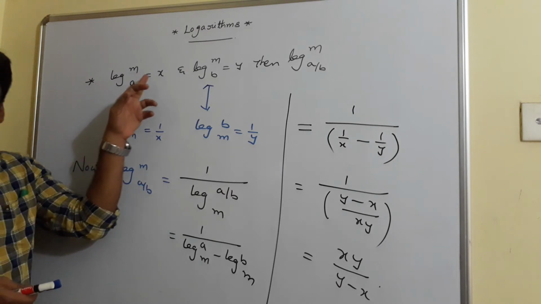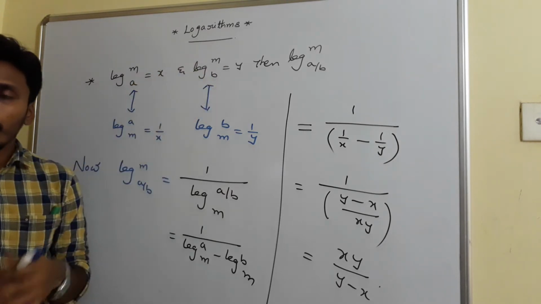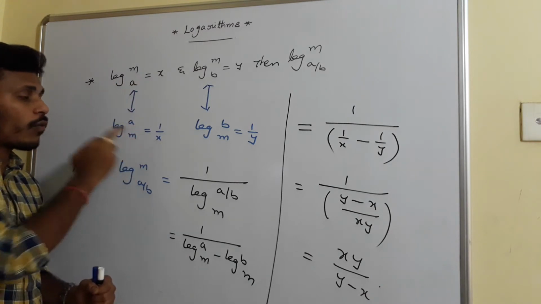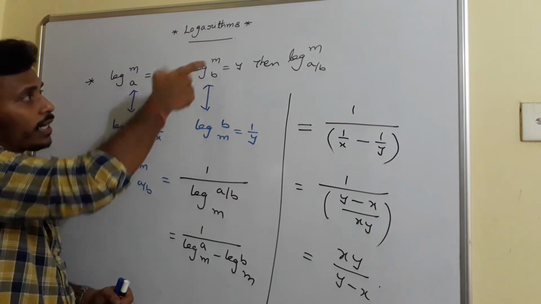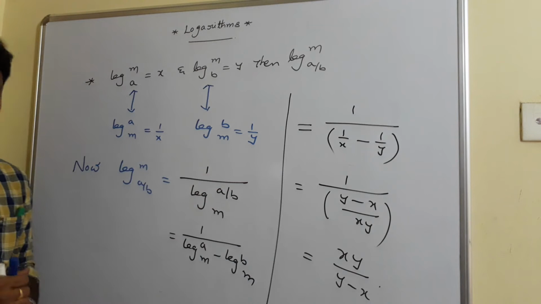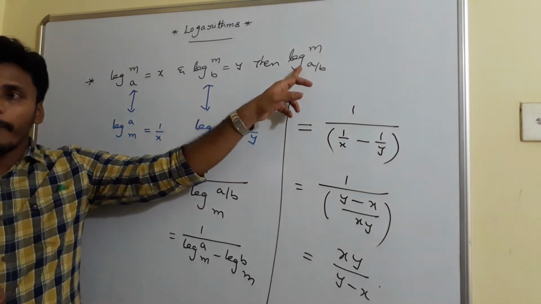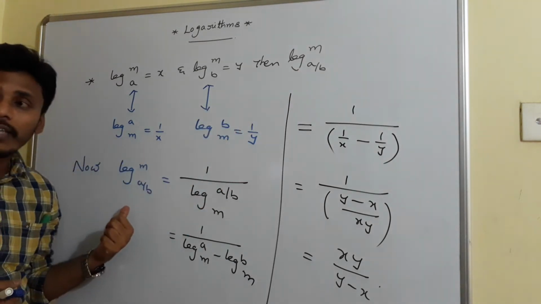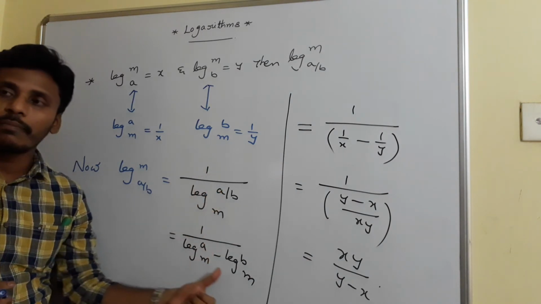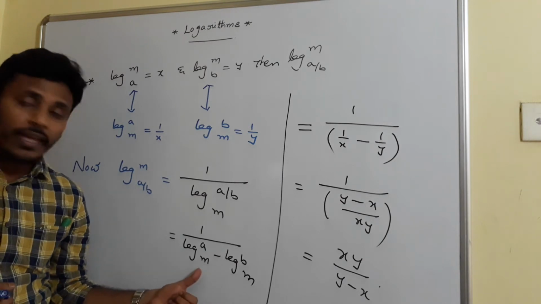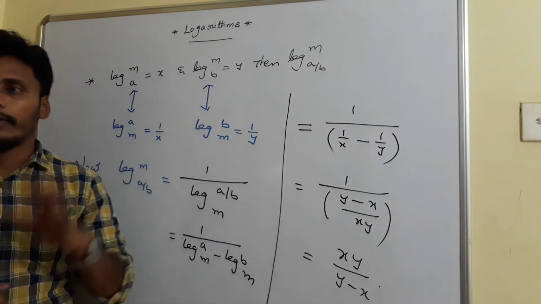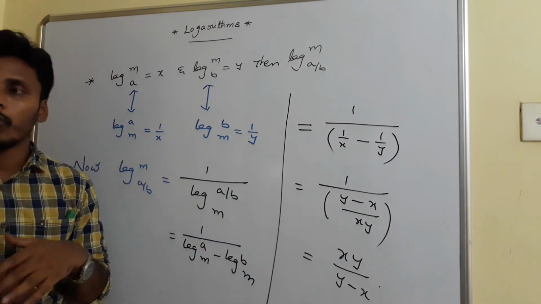Now logarithm of m base a is x and m base b is y. If you take the reciprocal of these two things, log m base a will become log a base m, which is 1 by x. And if you take the reciprocal, this log m base b will become log b base m, and that is equal to 1 by y. Now I need to find log m base a by b. Log m base a by b can be written as 1 by log a by b base m, and this is log a base m minus log b base m, and this log a base m is 1 by x, log b base m is 1 by y. Replace it and then simplify it.